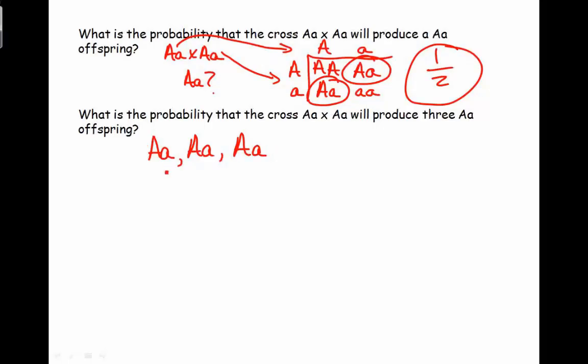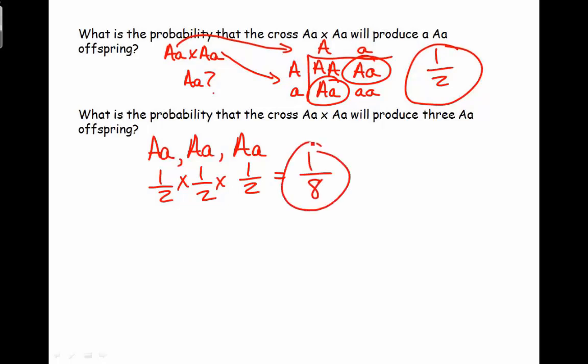So the probability that the first one is going to be heterozygous is a half. The second one, 1/2. Third one, 1/2. So we simply go through, we multiply them together, and we get an overall probability of 1/8. Okay, so if we cross those two parents with each other and we've got 3 offspring, we have a 1 in 8 probability that we would expect them to all be heterozygous. Okay, so that's using our multiplication rule.